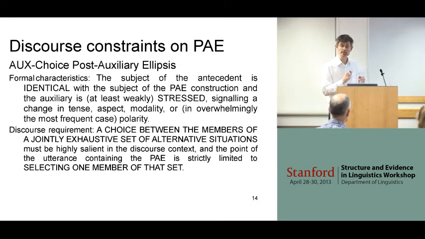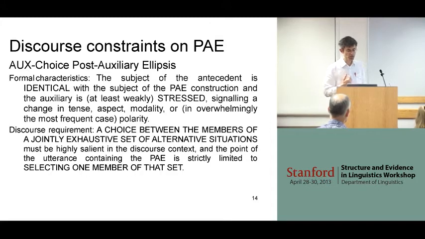So to explain this, I need to invoke some discourse constraints on post-auxiliary ellipsis, which I'm going to summarize very briefly. So you have to distinguish different types, and the type we're interested in here we call aux-choice post-auxiliary ellipsis, which is characterized by the fact that the subject of the antecedent is identical to the subject of the PAE construction, and the auxiliary is at least weakly stressed. So what you're changing is usually polarity. John likes Mary, no he doesn't.